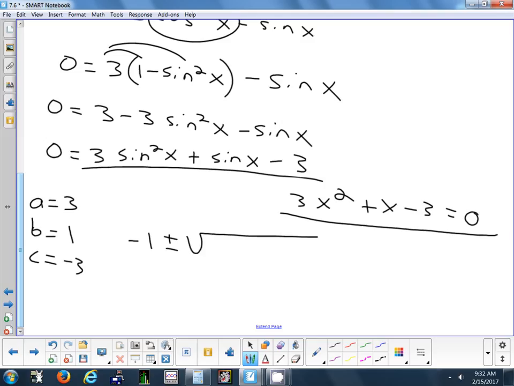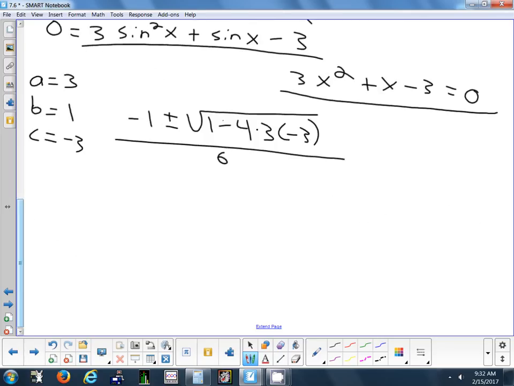Negative b plus or minus the square root of what comes next? B squared. Minus 4ac. 4ac divided by 2a. First thing I'm going to do is I have minus a minus. So that's going to become a plus. So 4 times 3 times, now that's a positive 3. So 4 times 3 is 12. What's 12 times 3? 36 plus 1.